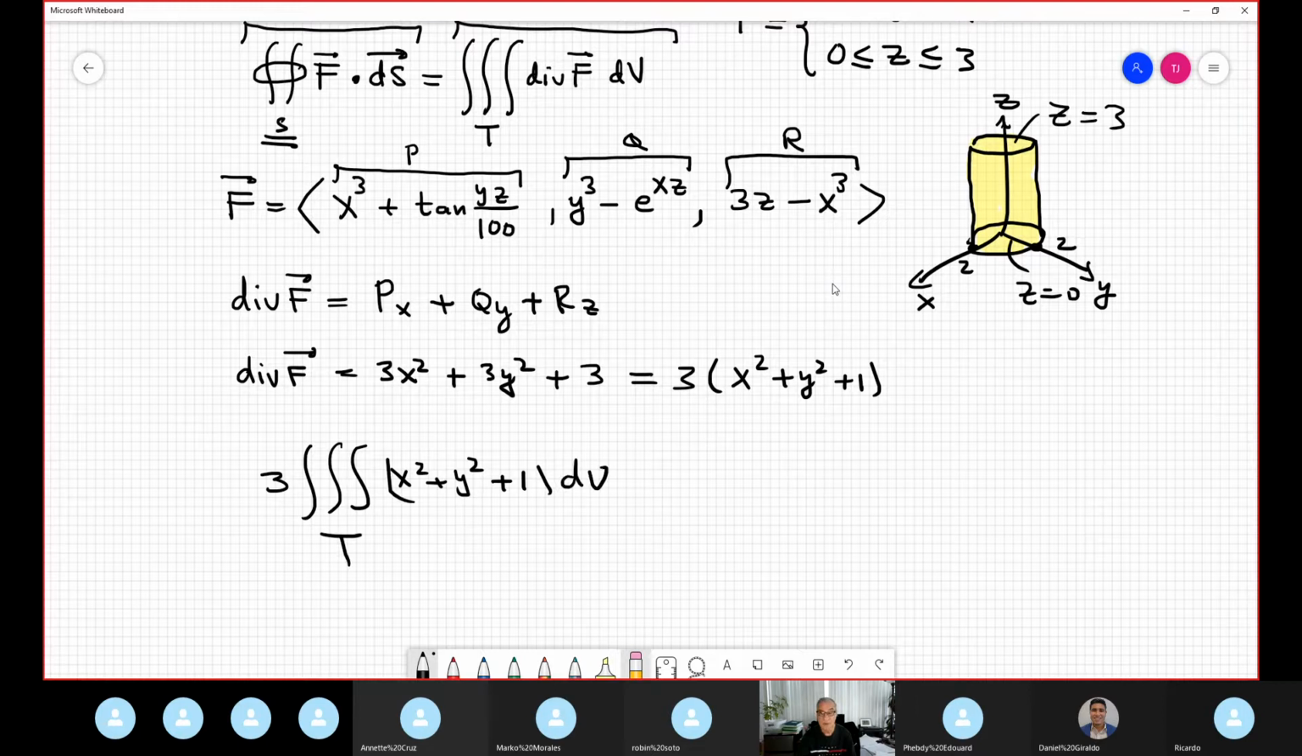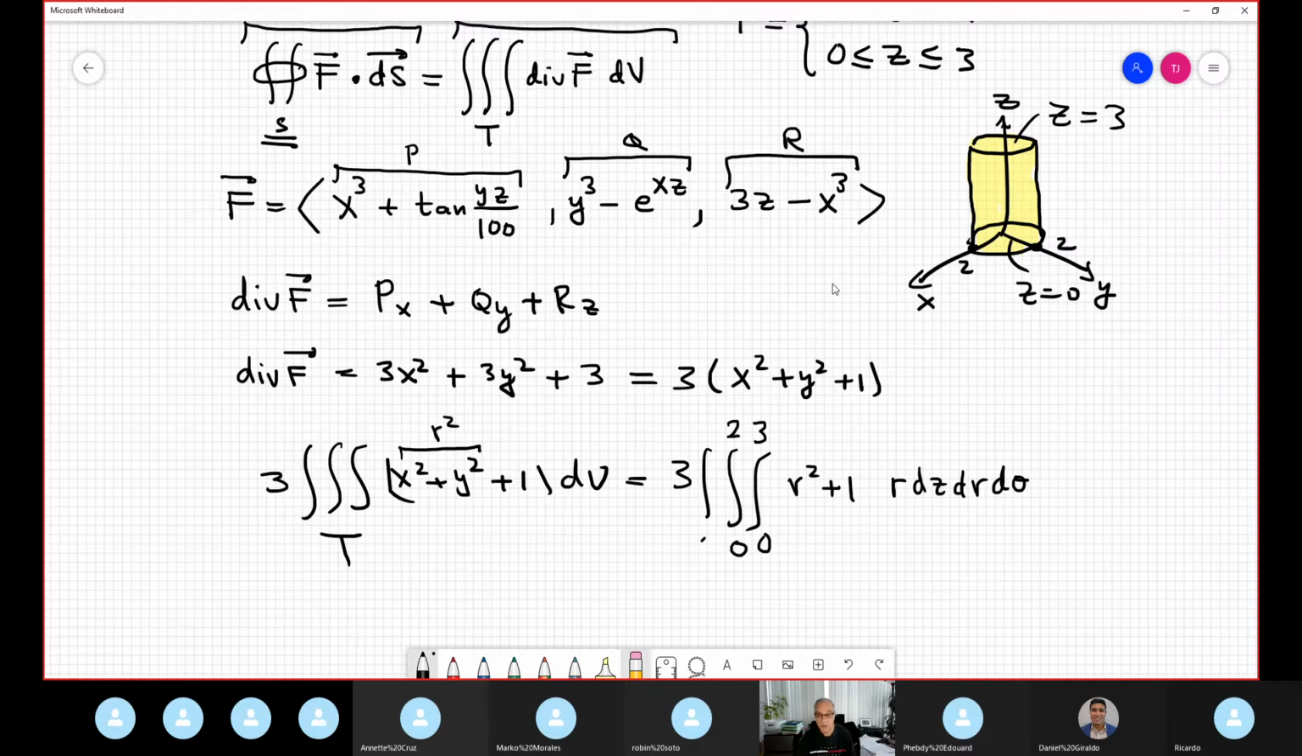And the region T, which is the solid, I put in yellow color. So I make a decision to do it using cylindrical. See, in cylindrical, it's obvious that this is r squared. So my triple integral is 3 times r squared plus 1. So remember the Jacobian is r dz dr d theta. And the limits are obvious. Suppose that the first integral is dz, going from 0 to 3. The r goes from 0 to 2. And the theta goes from 0 to 2 pi.